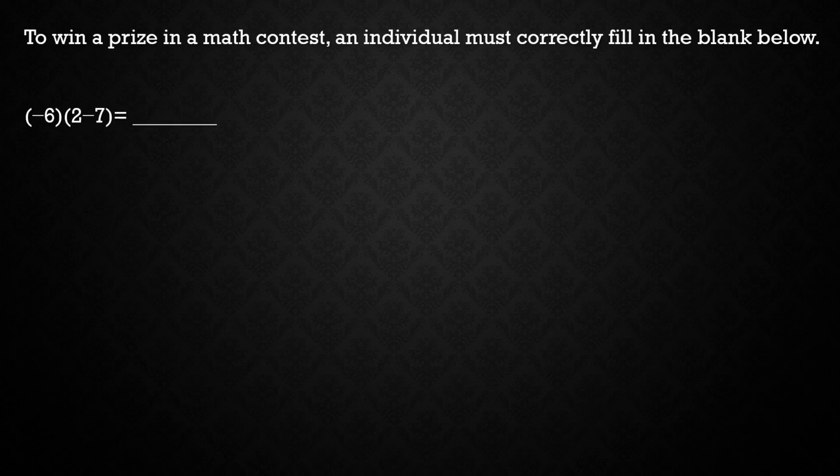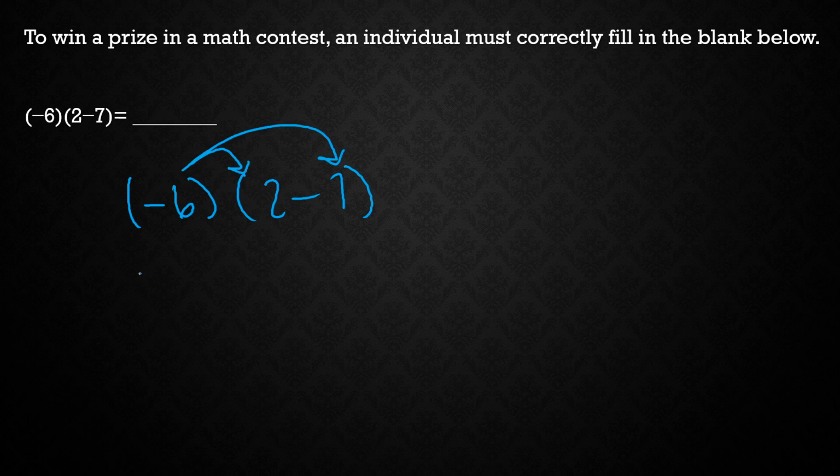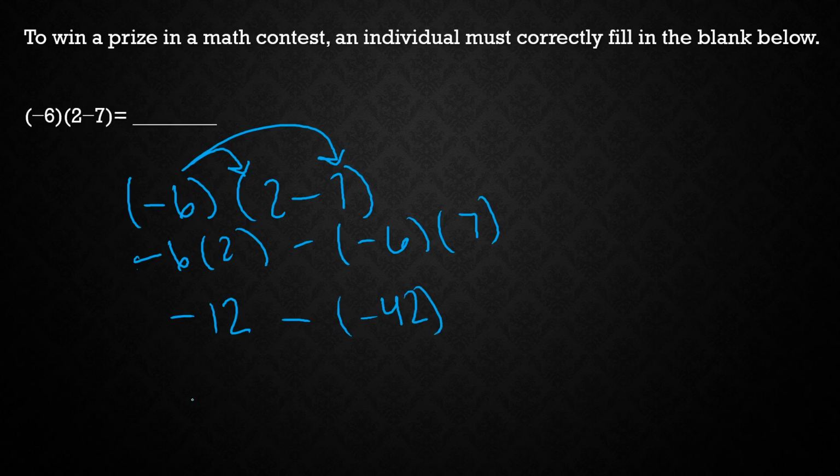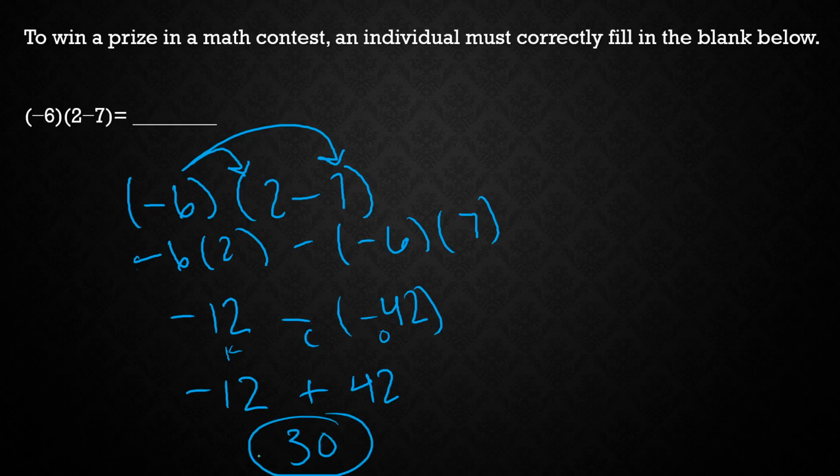To win a prize in a math contest, an individual must correctly fill in the blank. Well, it looks like here I just need to solve this problem. There's two ways we could do this. Way one is distribution, where I take this negative 6 and I multiply it to everything inside. So I'd have negative 6 times 2 minus negative 6 times 7. This would be negative 12 minus negative 42. I do keep change opposite here because I'm subtracting. And I do my subtraction because they're different signs and I get 30.